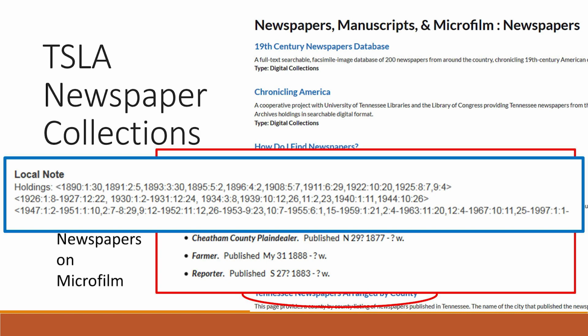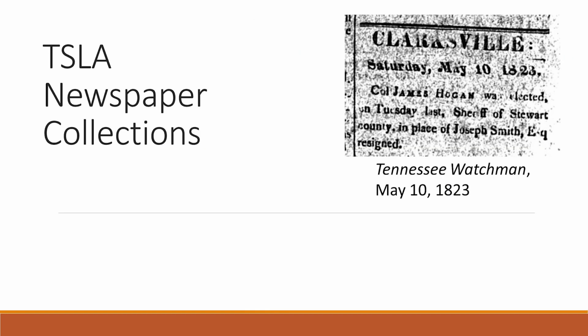That's kind of what the search engine result looks like now, and that's a bit of a decode, but it's there. So an example, here's an election return. Clarksville, Tennessee Watchman, May 1823, telling us that James Hogan was elected Stewart County Sheriff in place of Joseph Smith, who had resigned.